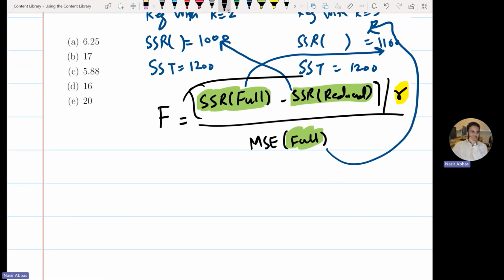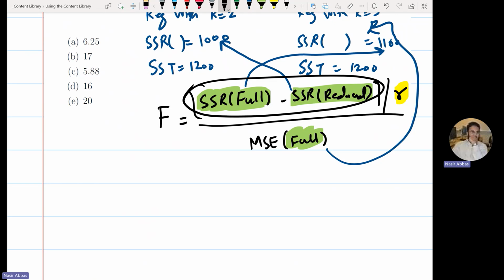Now this whole thing is the contribution of how many predictors? SSR full is the contribution of how many predictors? 3. SSR reduced is the contribution of how many predictors? 2. So there were a total of 3 predictors. You subtracted the contribution of 2 of them. How many predictors are you left with? 1. R is the number of predictors you add to the reduced model. In this example, it is not 2, it is not 3, it is 1.